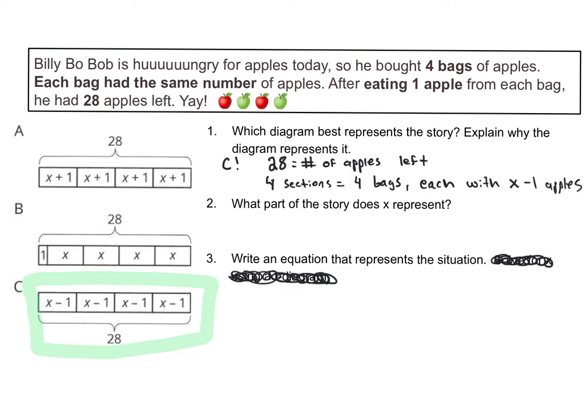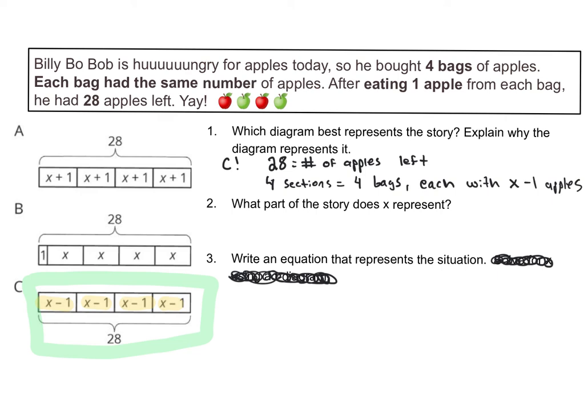So the correct answer is diagram C. That's because we have our total of 28, which represents the number of apples left in the bags. And we have those 4 sections, which represent each bag of apples. And within each bag are X number minus the 1 that he ate from each bag.